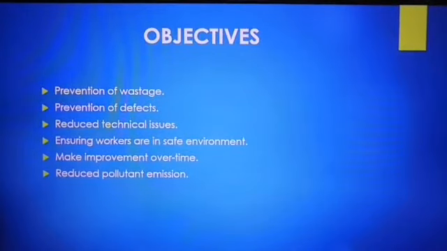Next is ensuring workers are in a safe environment. For the vehicle production system of our subject, the base is vehicle production or manufacturing. So when workers are working in that environment, it must be in a safe condition. Next is make improvement over time, such as for workers and machineries and for the environment. Next is reduce pollution emission, which is very essential for any working environment based on factories or any machineries.